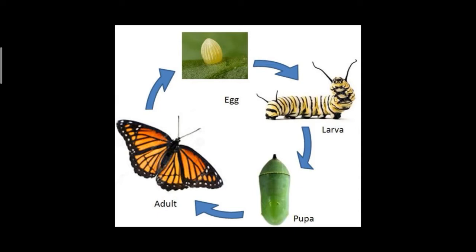A butterfly is an oviparous animal. It starts its life cycle from an egg. So the egg hatches into a larva. Another name for larva is caterpillar. Then after that the third stage is pupa. Then the last stage is the adult butterfly. The adult butterfly will lay eggs on the leaves. This life cycle will continue.